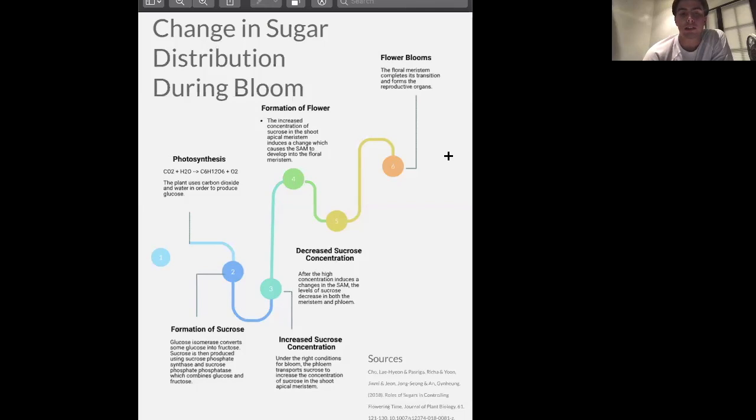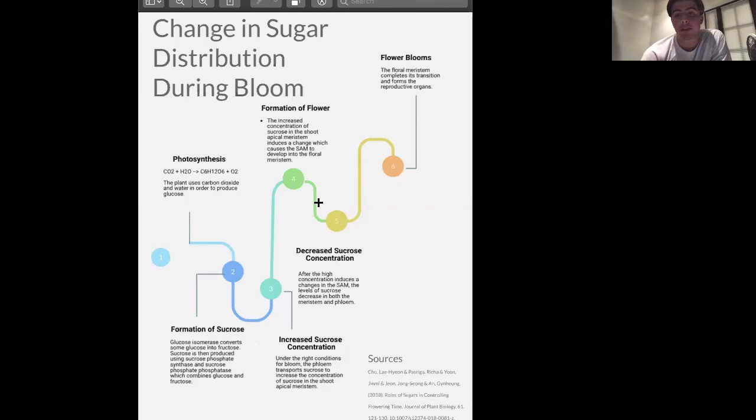the reproductive process. Once the plant has converted glucose to sucrose, it's going to keep producing that until there's a very high concentration of sucrose in the shoot apical meristem, which would be at the top, or the apex, of whatever plant we're talking about. In this case, it's the aspen tree. Once the apical meristem becomes highly concentrated with sucrose, that's going to signal that the meristem will become the floral meristem, which is where the reproductive parts of the plant are going to grow out of.